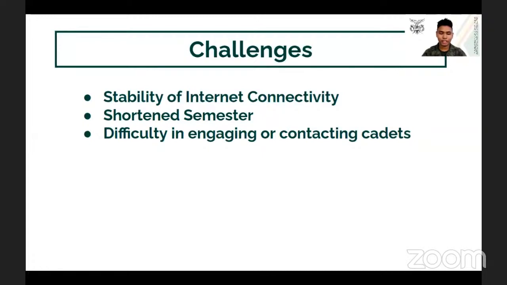Another challenge that we face is the shortened semester from 16 to 17 weeks in the previous academic years to 14 to 15 weeks last academic year. This shortened semester resulted in the overloading of topics per week, which is done in order to satisfy the prescribed program of instructions. Aside from that, our cadet officers sometimes have difficulty engaging or contacting our cadets because they either don't respond in group chats or do not attend the optional synchronous sessions.